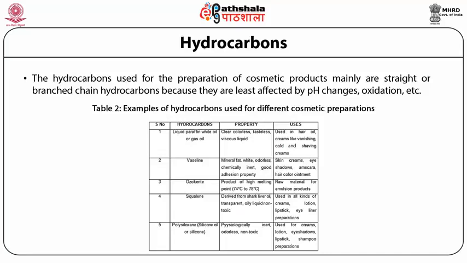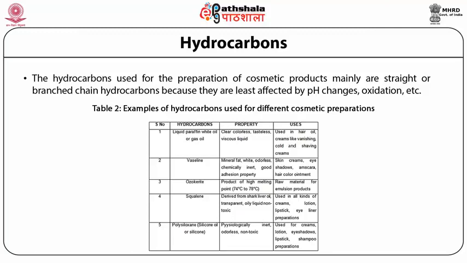First, liquid paraffin, white oil, or gas oil. It is a clear, colorless, tasteless, viscous liquid which is used in hair oil, creams like vanishing, cold creams, and shaving creams. Second, Vaseline. It is a mineral fat, white, odorless, chemically inert, with good adhesion property. It is used as a component of skin eyeshadows, mascara, and hair color ointments.